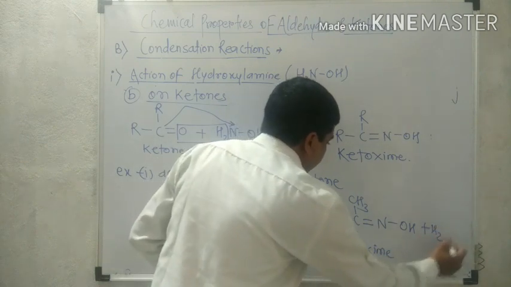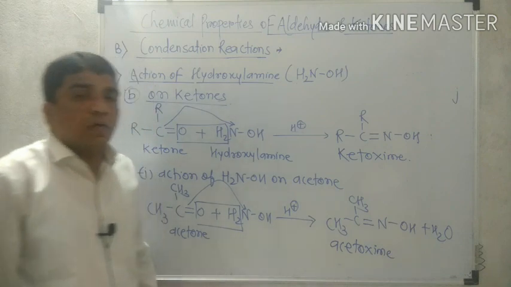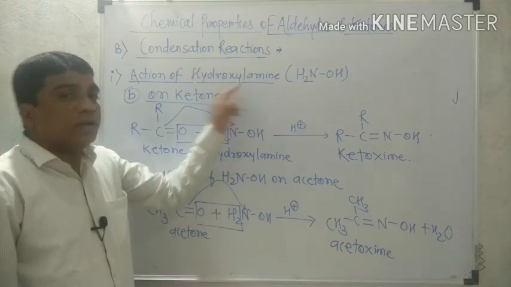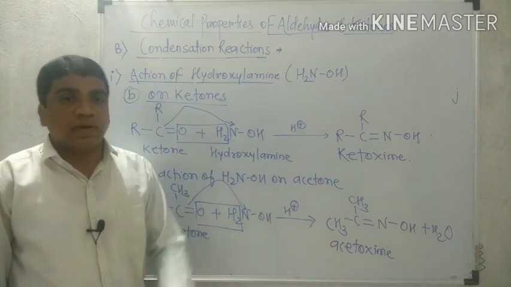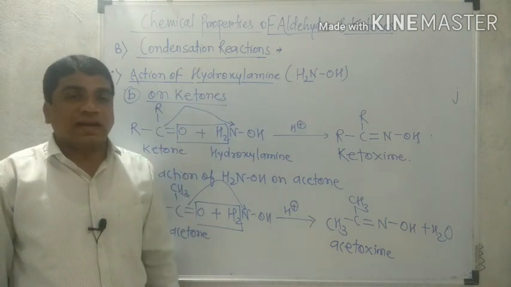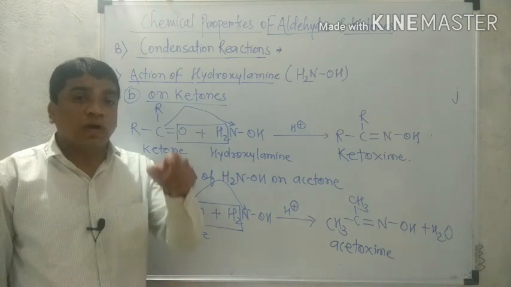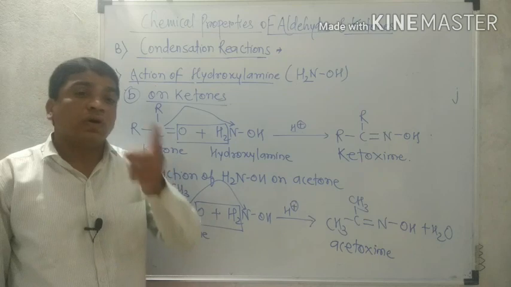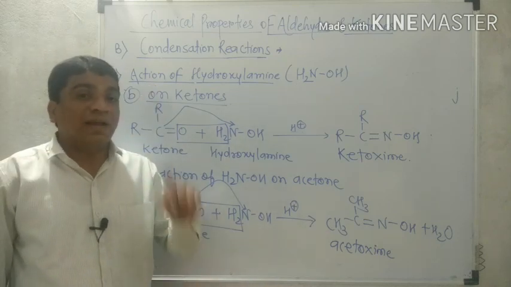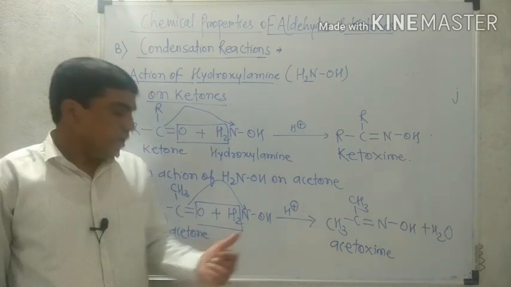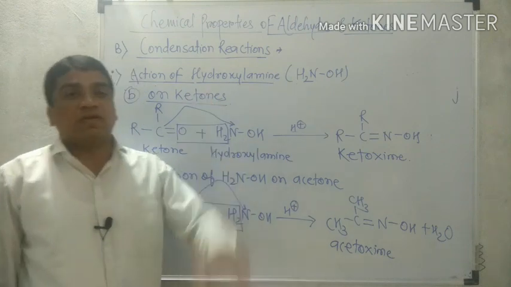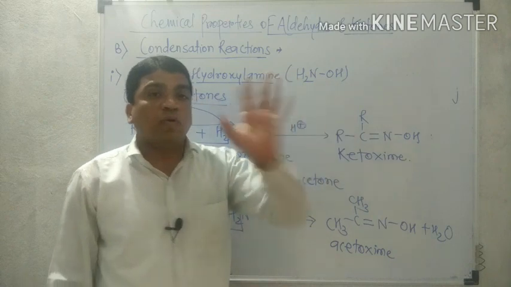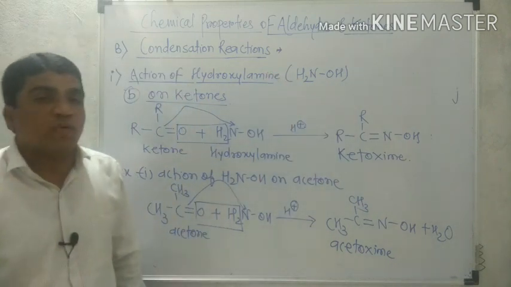With byproduct water. Now that is the action of hydroxylamine on ketone. Again remember that aldehyde reacts with hydroxylamine to give aldoxime, but ketone reacts with hydroxylamine to give ketoxime. Acetaldehyde gives acetaldoxime, acetone gives acetoxime. The C=N-OH bonding is called oxime bonding.